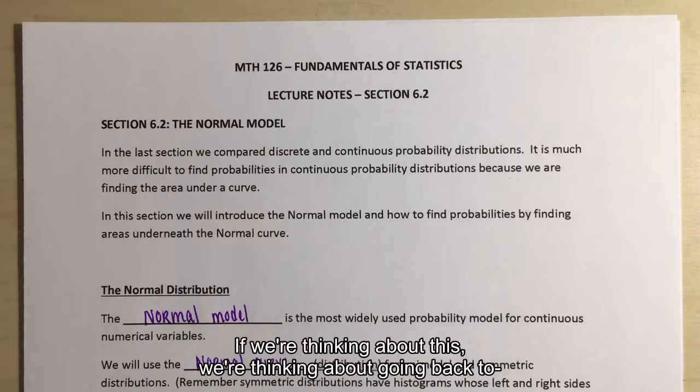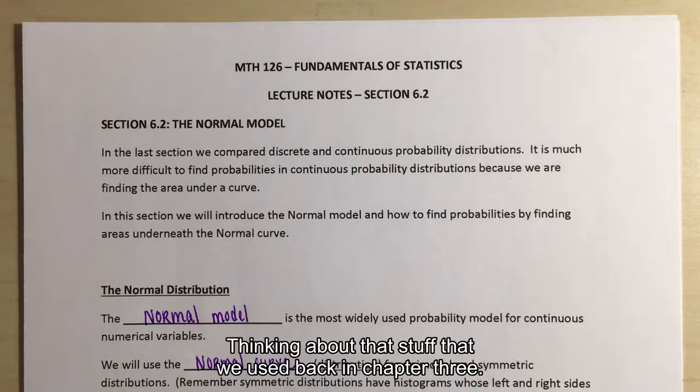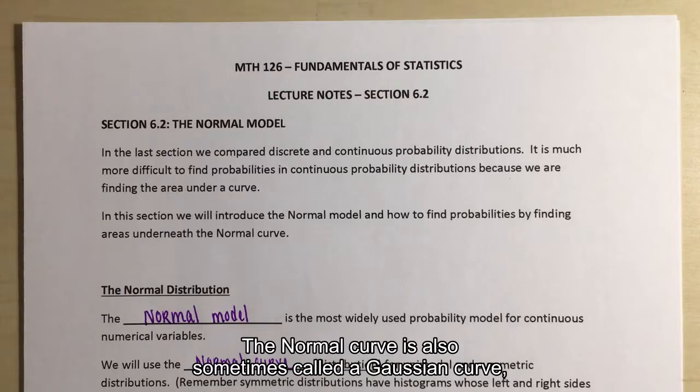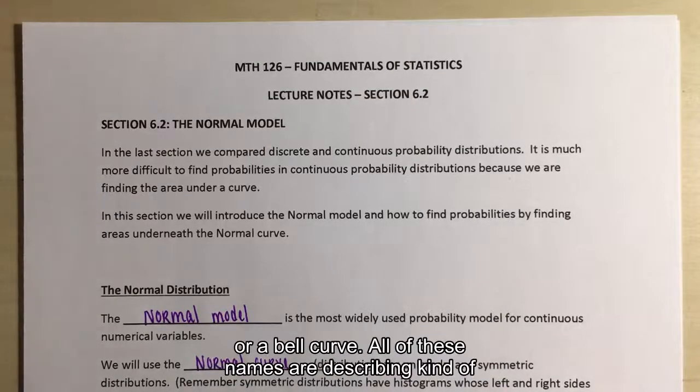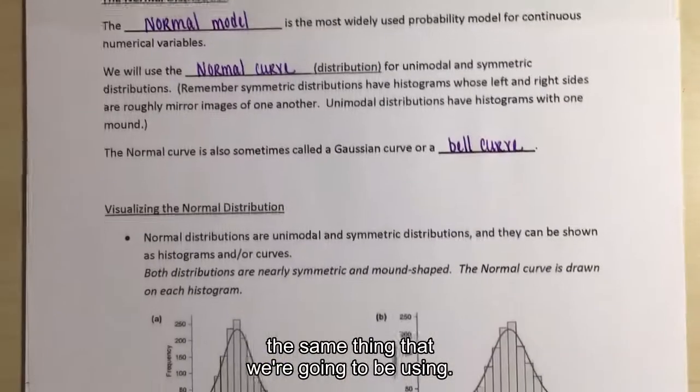So we're thinking about going back to, and in the next couple of pages we'll even mention, our empirical rule, that stuff that we used back in chapter 3. The normal curve is also sometimes called a Gaussian curve or a bell curve. All of these names are describing the same thing that we're going to be using.